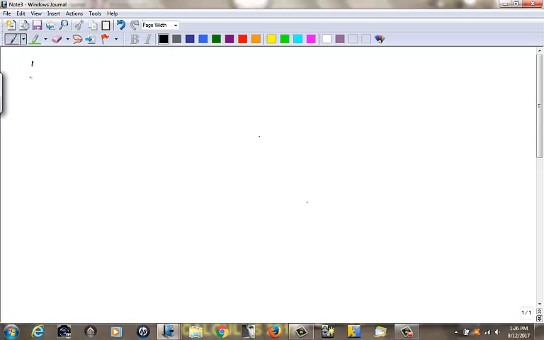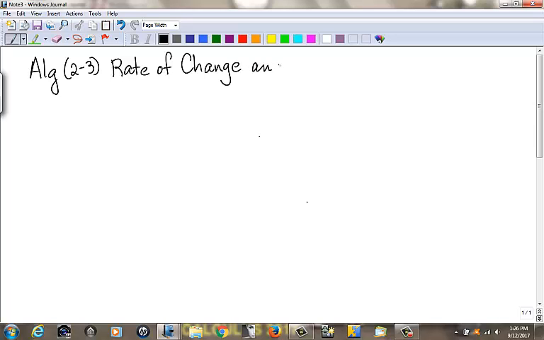Okay, this is for section 2.3, and it's called rate of change and slope. Okay, rate of change and slope, and hopefully a good bit of this will be reviewed from your Algebra 1, okay? So I think you've seen most of this before.